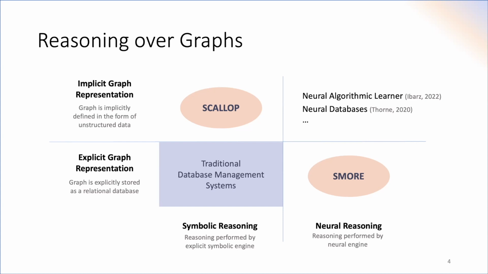We have also seen methods that perform neural reasoning over implicit graphs or unstructured data with some underlying graph structure. This includes neural databases and neural algorithmic reasoners. But today's main focus will be to introduce Scallop and Smore and provide a hands-on tutorial of the two frameworks. We'll also include a discussion on the future steps of the two modules at the end.